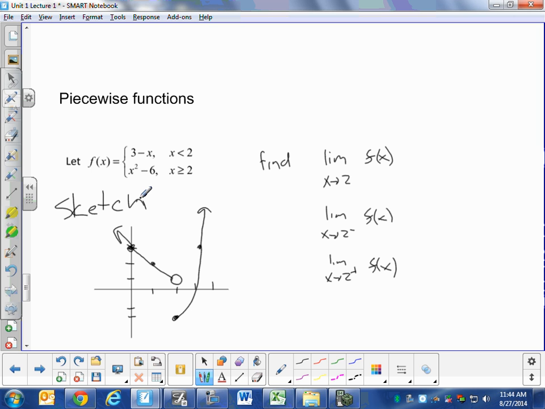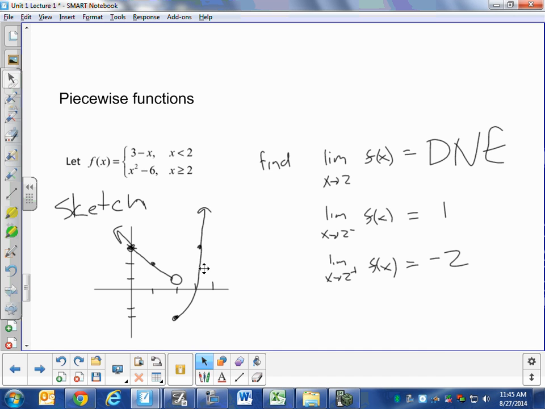Miss Bergenet for the win. Yep. When it approaches 2 from the left, I got 1. When it approaches 2 from the right, I got -2. And then the limit would only exist if this piece and this piece met up with each other and connected. In this case, it does not. Cool? That's piecewise functions. You'll have a couple problems like that on your homework.